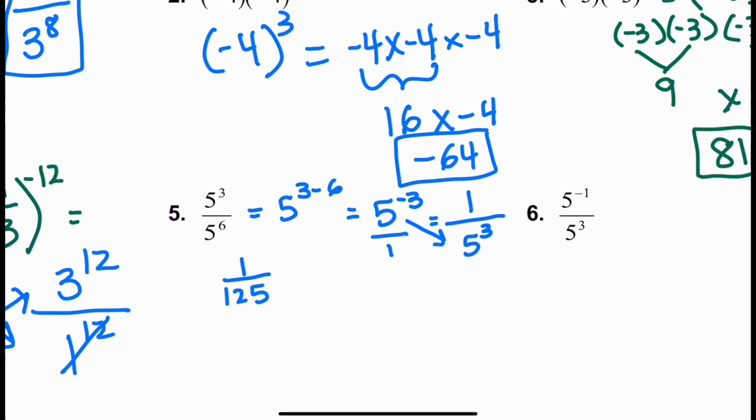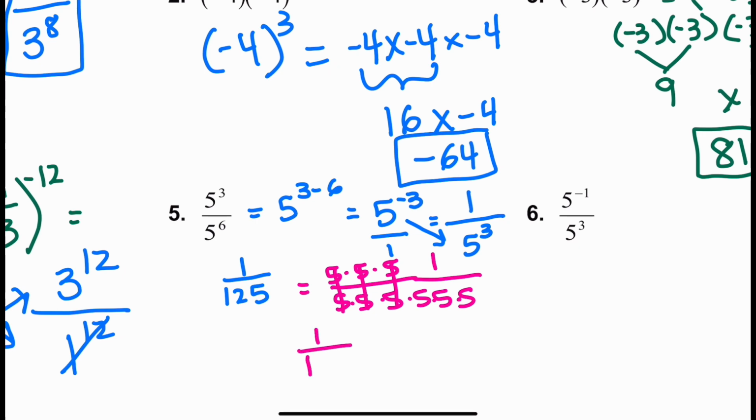Now I want to look at this just a little bit different way. We could take 5 times 5 times 5 over 5, 1, 2, 3, 4, 5, 6 5s. 3 of those cancel, and I'm left with a 1 over 5 times 5 times 5 is 125. So we can look at this in 2 different ways to think about.